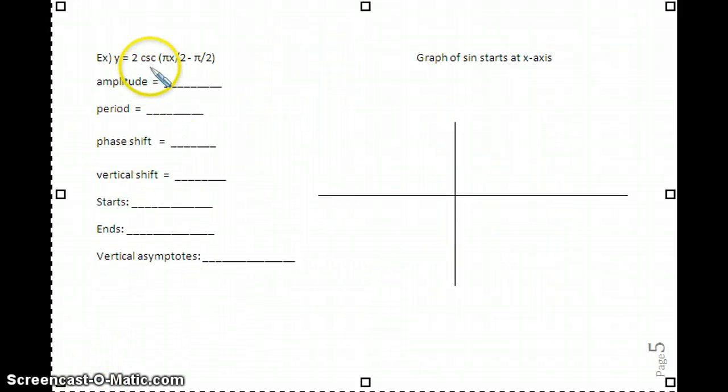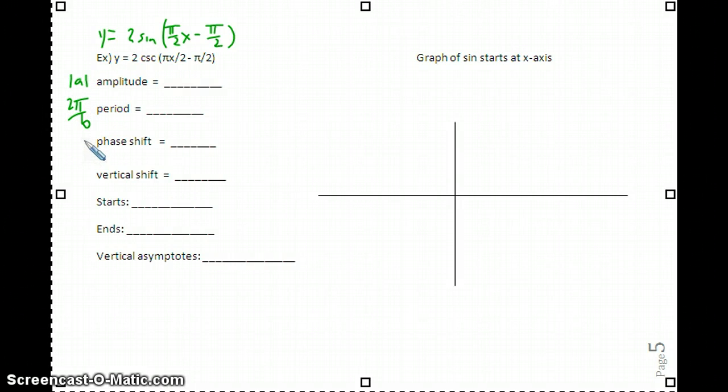So now let's deal with a cosecant one. I'm going to rewrite this as 2 sine of pi over 2 times x minus pi over 2. Because that's really what I'm going to graph, the sine graph. So my a, my 2 pi over b, my c over b, and then my d. Looking at this one, my a value is 2, my b value is pi over 2, my c value is also pi over 2, and I don't have a d.